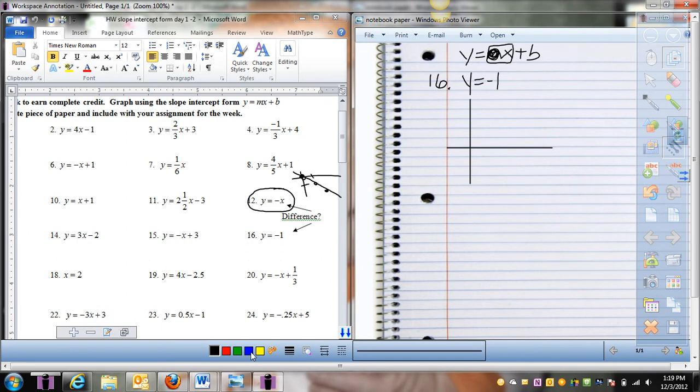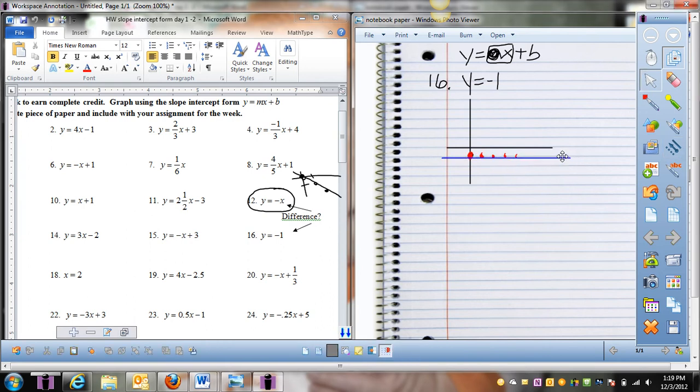Okay, I'm going to change colors here just so you can see. Now when I draw this, I'm going to have a starting point of negative 1. So it'd be right there. Okay, a starting point of negative 1, and then I'm going to have a slope of 0. So it's going to go up 0 over 1, up 0 over 1, up 0 over 1. So basically, what kind of line do I have? Not called vertical, it's called a horizontal line.